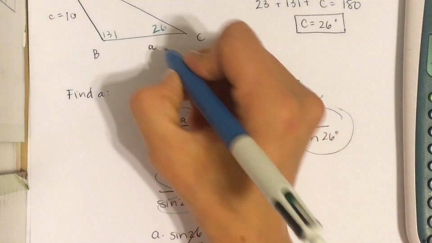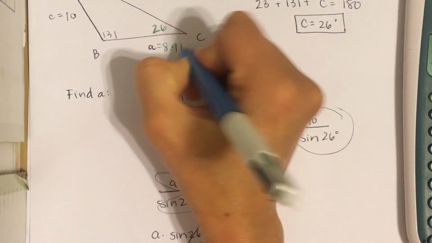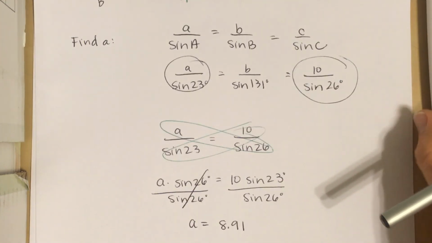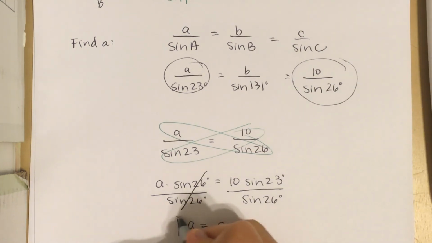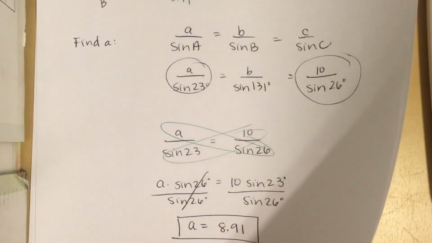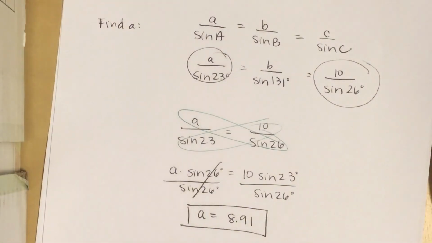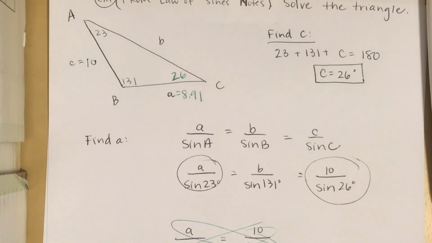So a equals 8.91. All right, now we're going to do the same exact thing to find our side B, because that's the only thing left in our triangle to find.